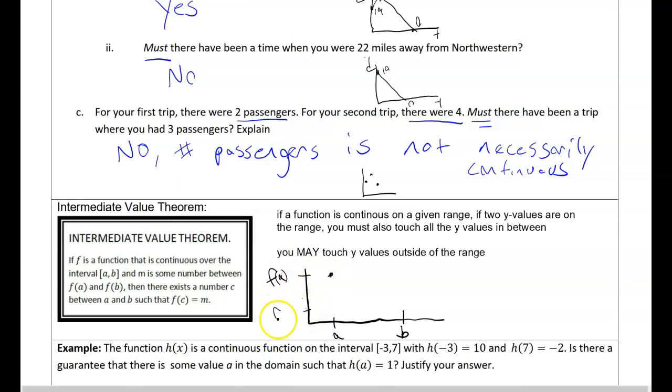And let's make a decreasing function. F of b will be down here. So there's our point b. And m is some number in between f of a and f of b. So here is m. Then there exists a number c between a and b such that f of c equals m. So what that's saying is c is right here. F of c equals m. So f of c is here. So all it's saying is exactly what we just talked about, that if we go from a to b on a continuous function, we have to touch this point f of c.